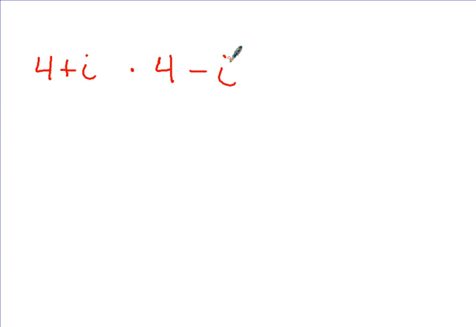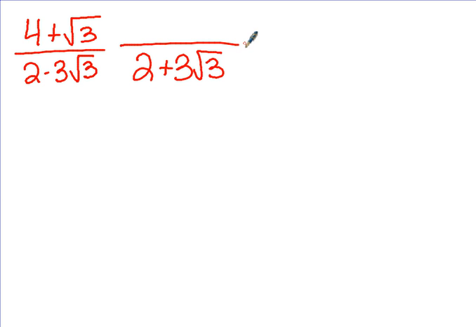All right, we've done problems similar to this before, so we're just going to work through a few of these. We're going to work through two together, and then I'm going to have you do a couple on your own as well. For our first example, we have 4 plus root 3 over 2 minus 3 root 3. Obviously we have a square root in the denominator, and we cannot have that, so what we're going to do is multiply through by the denominator's conjugate pair. Now, the conjugate pair of 2 minus 3 root 3 would be 2 plus 3 root 3.